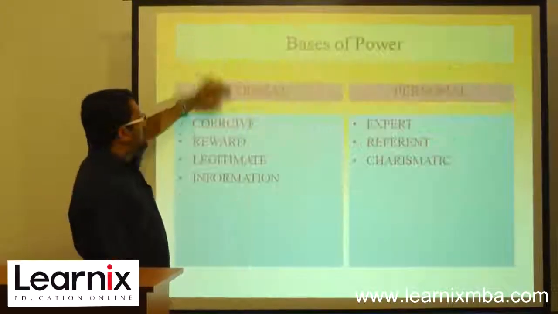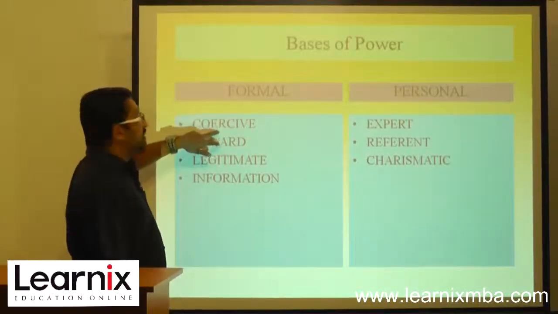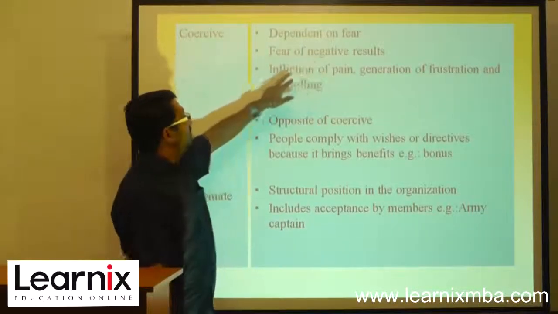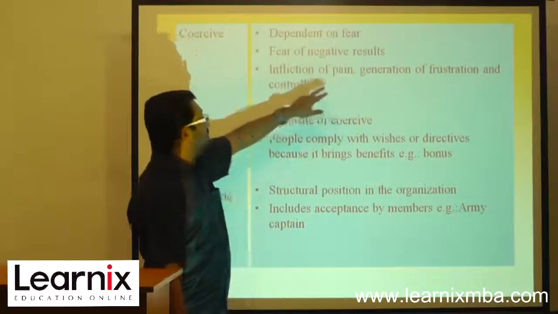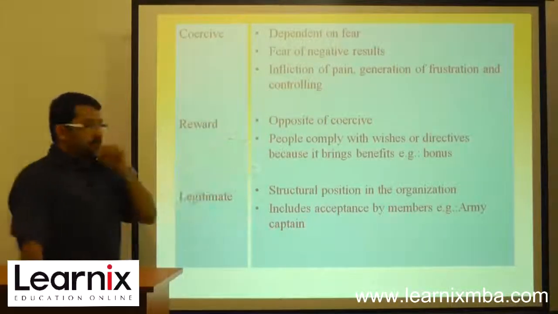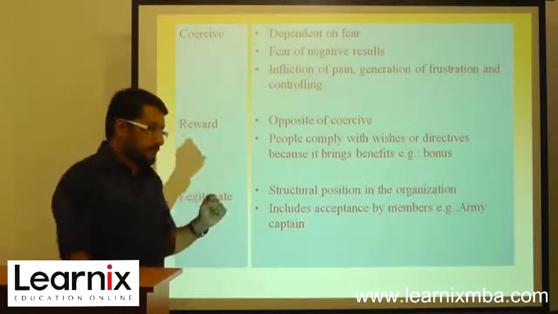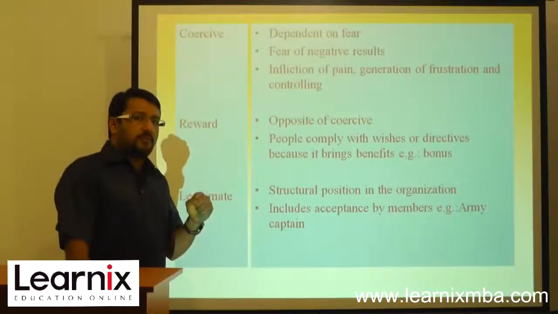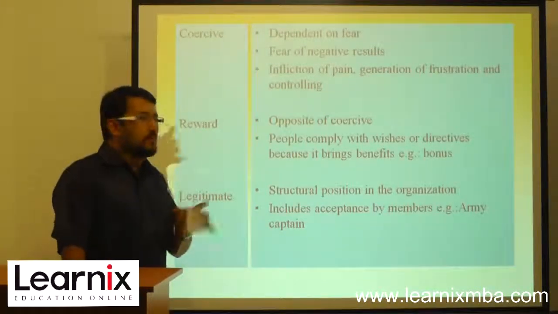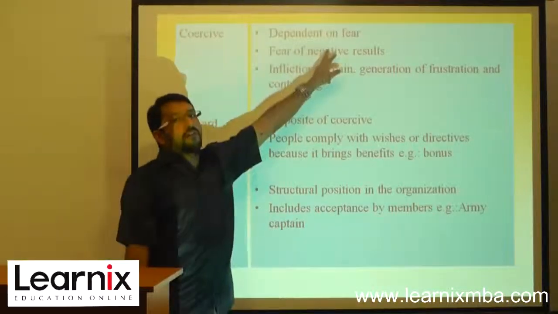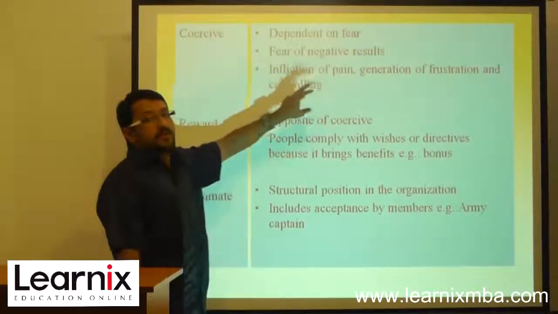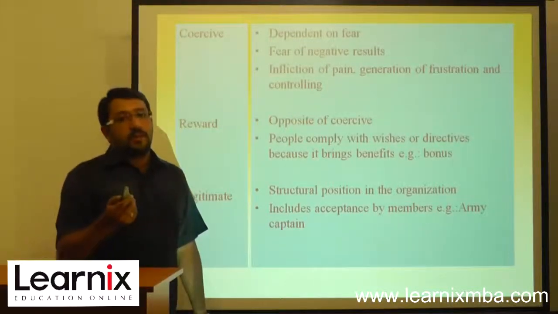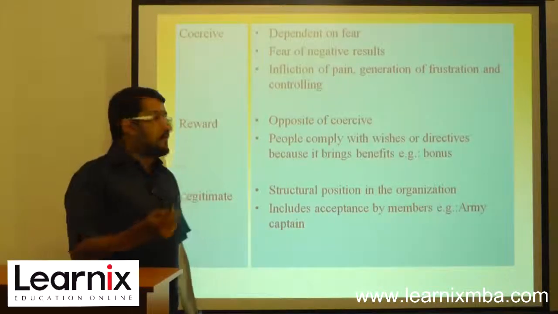Coercive, which is the first one of formal power. Coercive power is dependent on fear. Fear of negative results, infliction of pain, generation of frustration, and controlling. That means, imagine the case of Adolf Hitler. How did he control almost entire Europe? By fear. Fear of negative results. He had a propaganda that if you join the German army, you will be rewarded. But that was not the case.